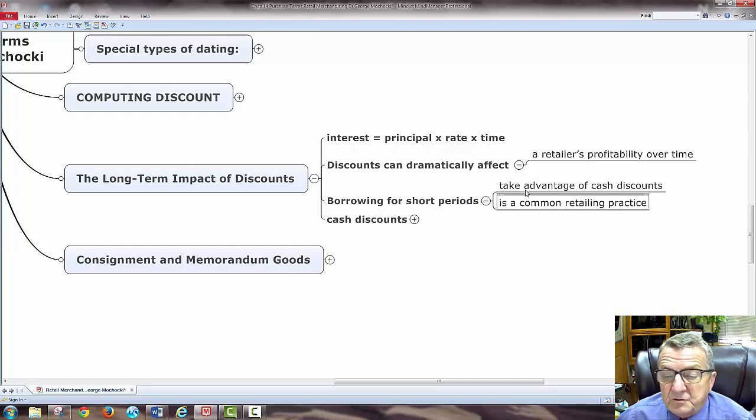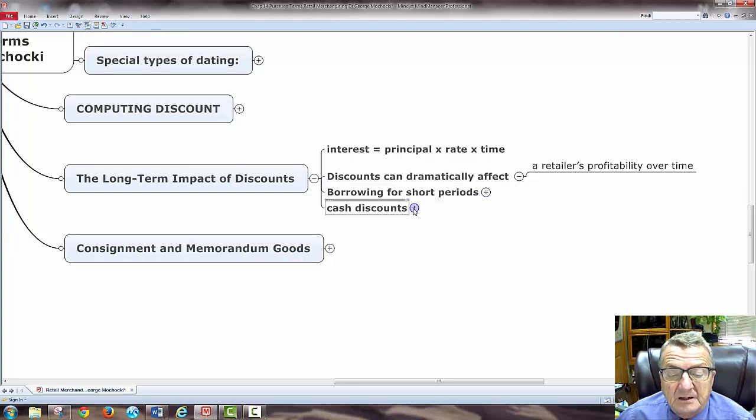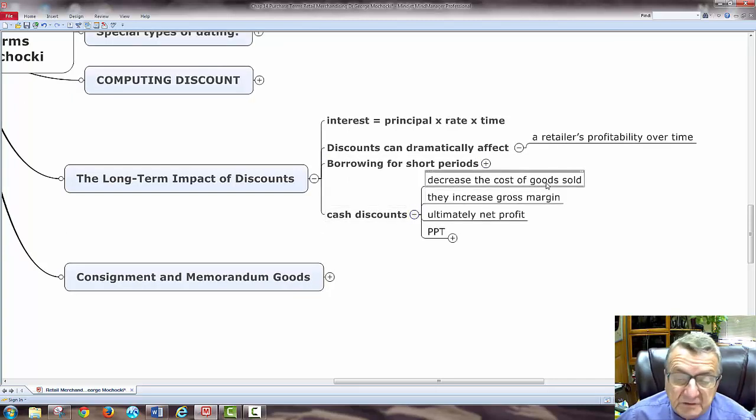Okay, borrowing for short term. Sometimes I need my line of credit, so you have to understand. We may give you a discount to offset your short-term loan or your line of credit. Taking advantage of your cash discount is a common retailing practice. Okay, and then cash discounts decrease the cost of goods sold. They increase the gross margin, or gross margin and profitability, interchangeable. All right. Ultimately net profit.